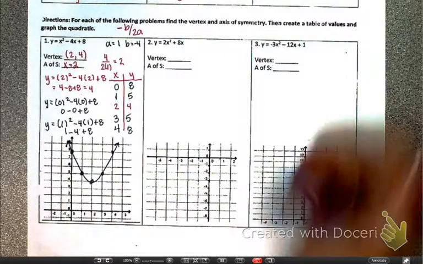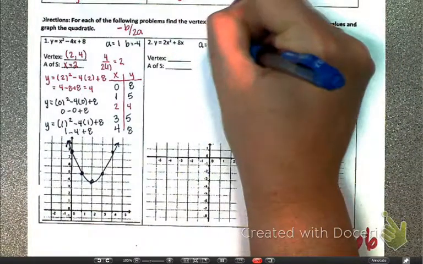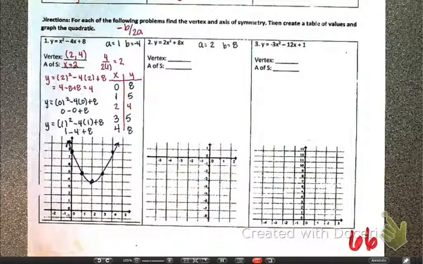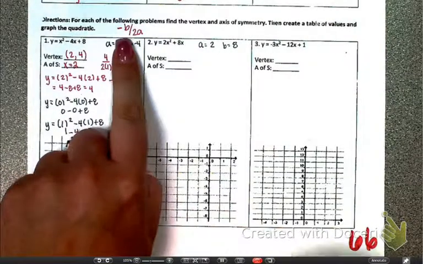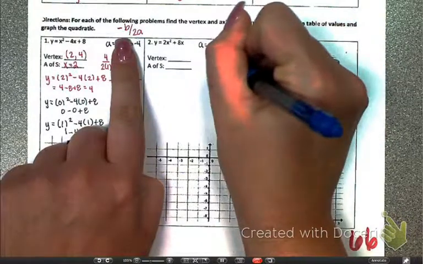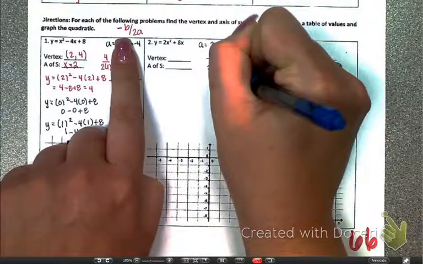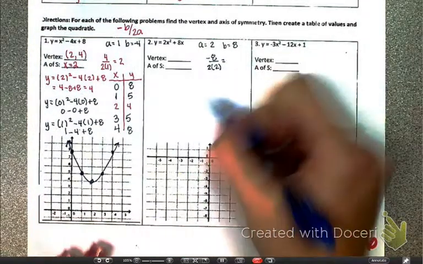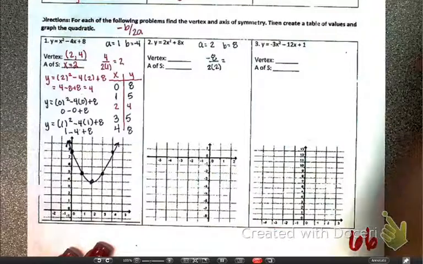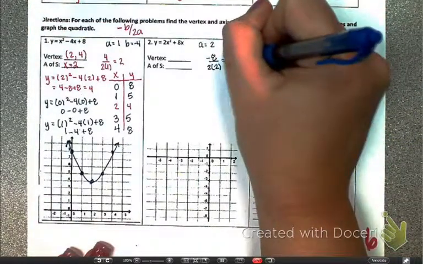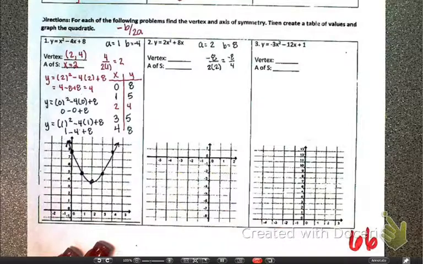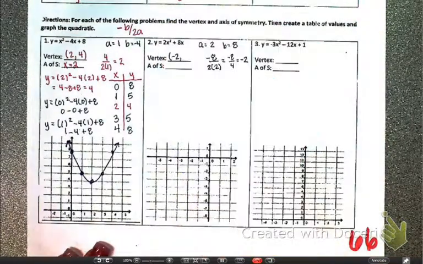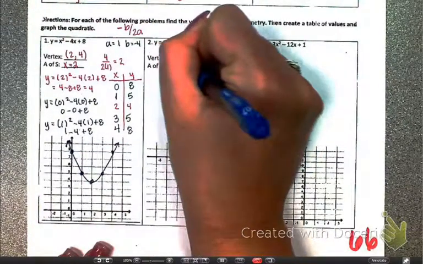Number 2, I need to know what A is and what B is. 2 is A, B is 8. So if I use negative B over 2A, I'm plugging in 8, so negative 8 over 2 times 2. A lot of us are skipping steps and trying to do things in our head, and we're missing some basic division. Okay, this is negative 8 over 4. What's negative 8 divided by 4? Negative 2. That is the x value of your vertex. It is also your axis of symmetry.